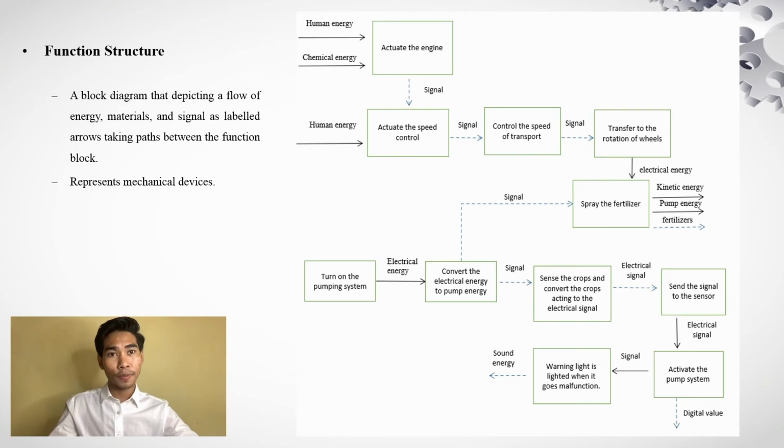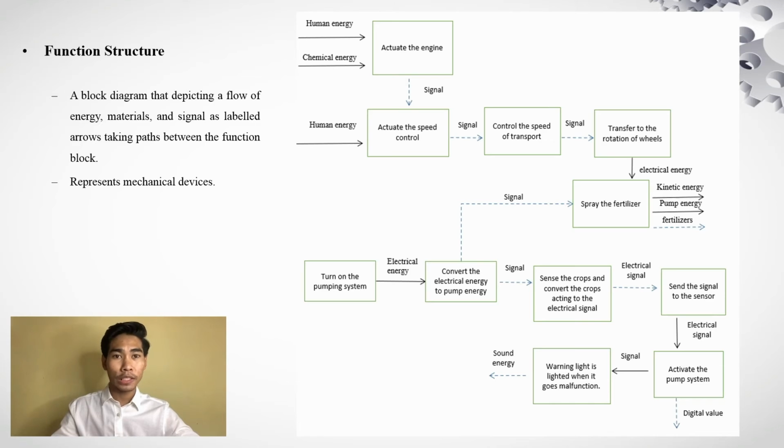Function structure is a block diagram depicting a flow of energy, materials, and signal as labeled arrows taking place between the function blocks. The figure shows the flow of the bike for achieving the function. From the initial state, the engine of the bike is turned on. Then we actuate speed control to run the engine to give the rotation of the wheel.